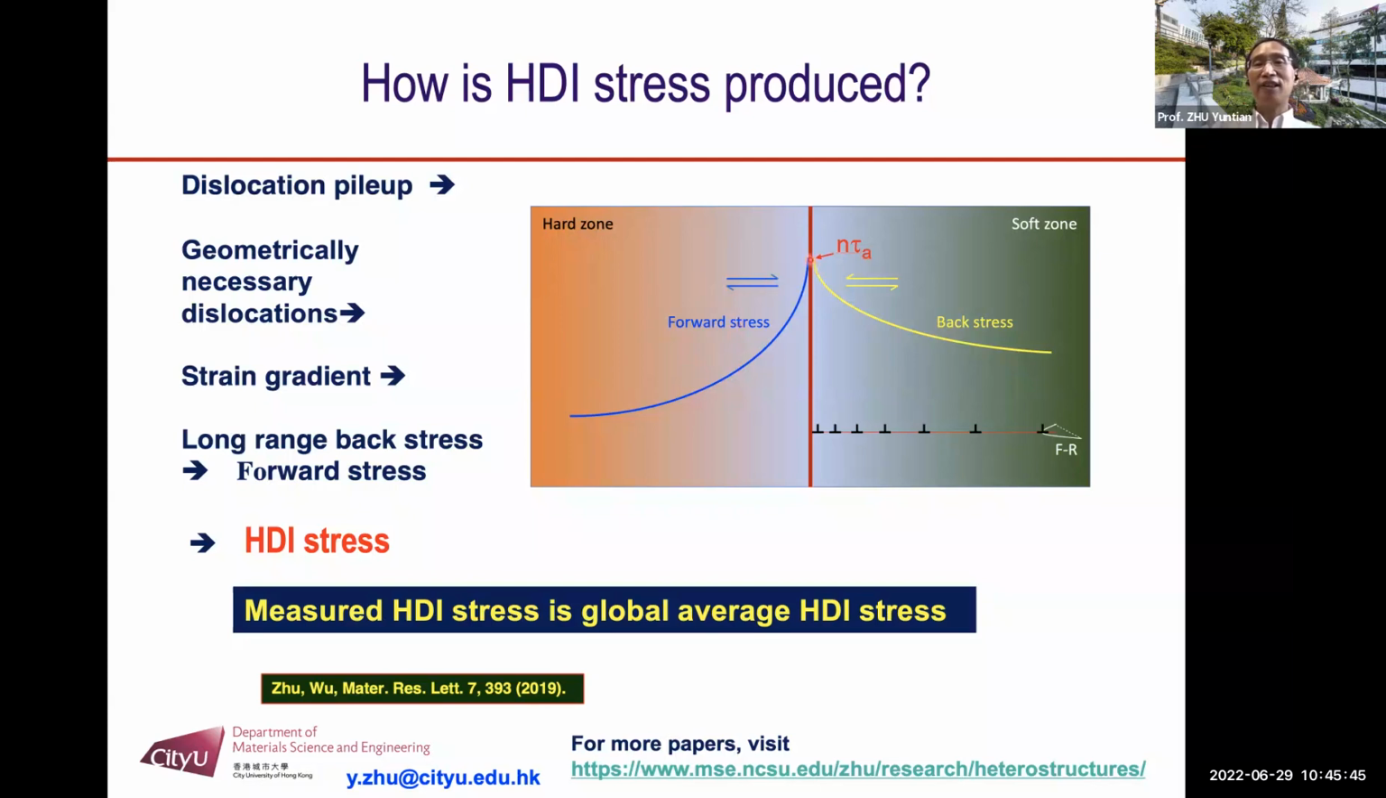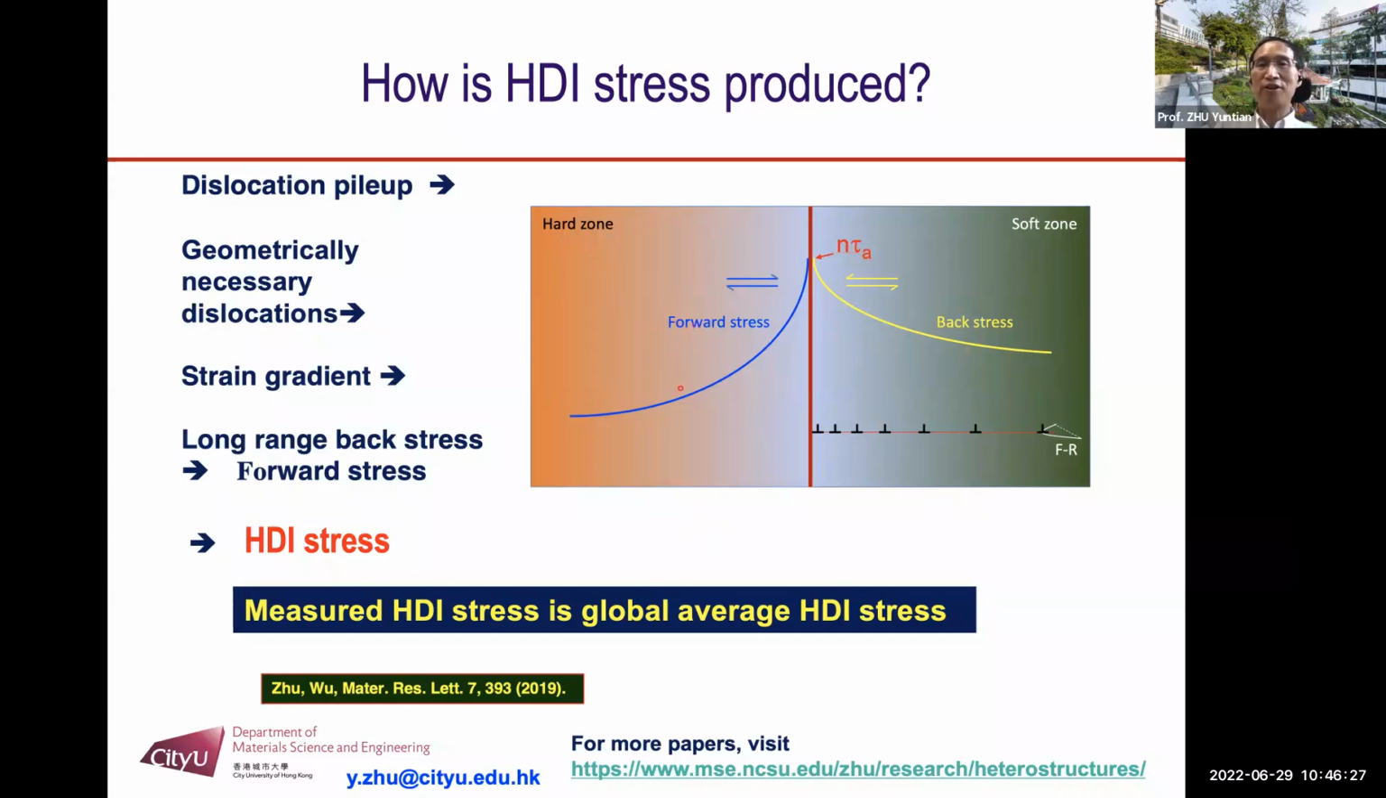At the boundary, the direction is opposite to the back stress, but the magnitude is the same. But if you look at how they decay away from the boundary, the forward stress will decay faster than the back stress, which is why although at the boundary they cancel each other, overall they cannot cancel each other, because they decay in different ways. Together they produce HDI stress. HDI stress is a result of interaction between back stress and the forward stress.